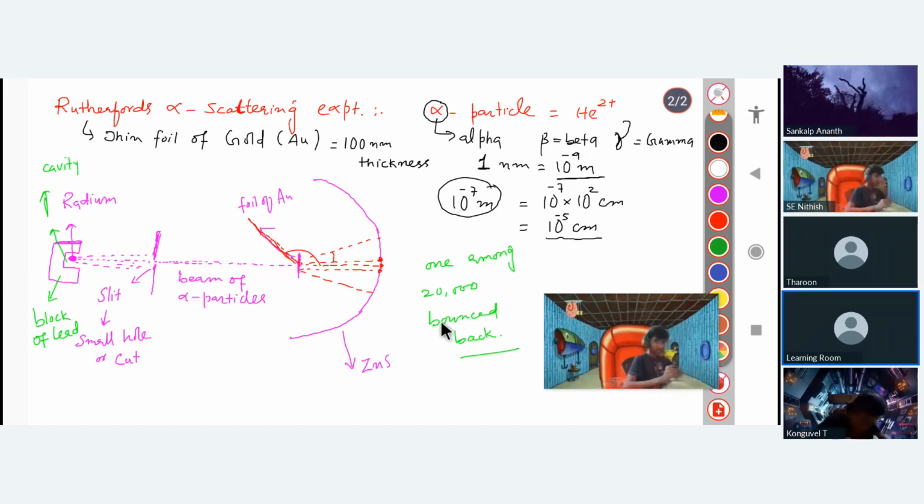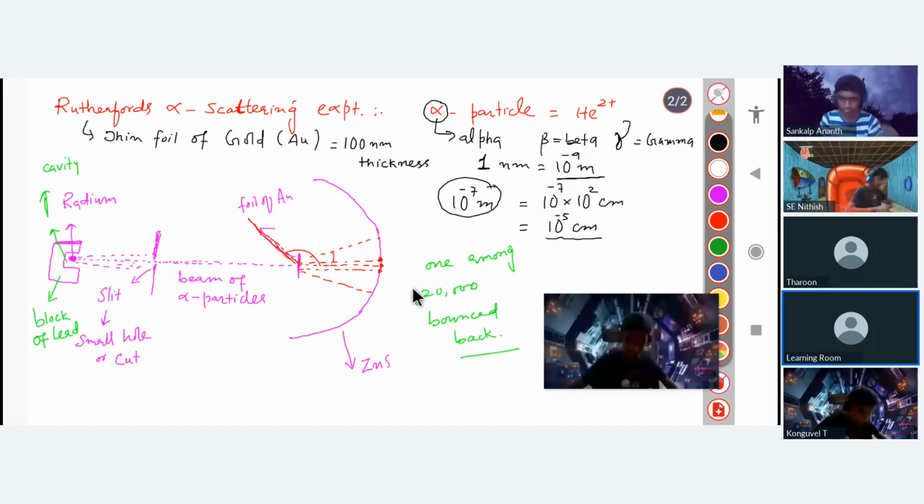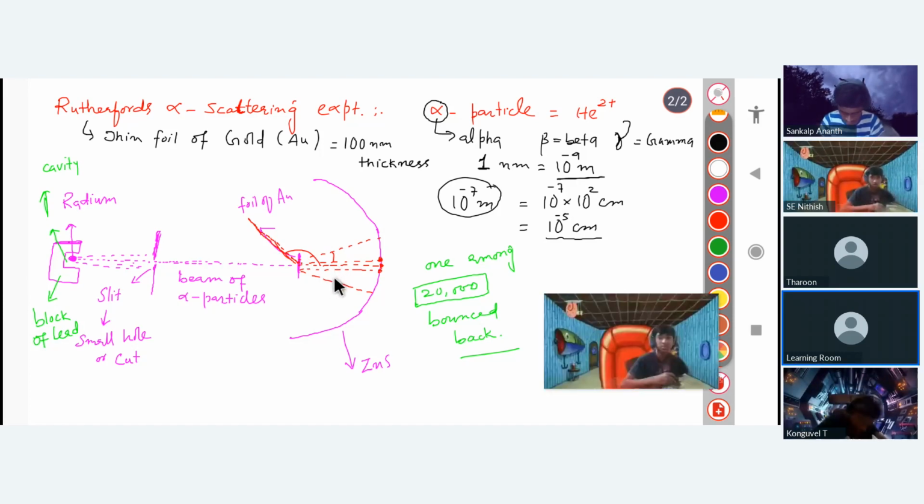It is just like if you are having an infinite number of beams. If you are having 20,000 alpha particles, only one among these 20,000 will just come back. It will bounce. If you are having 40,000 alpha particles, that means two alpha particles will bounce back. They will come back.